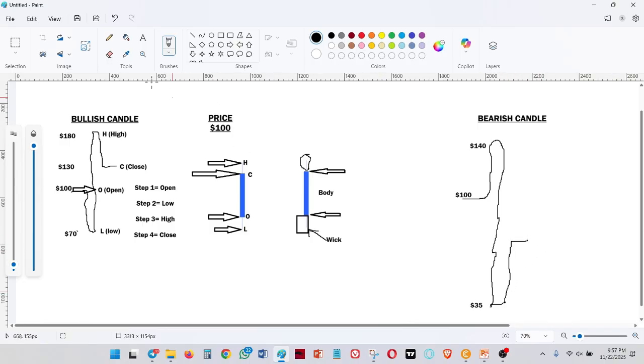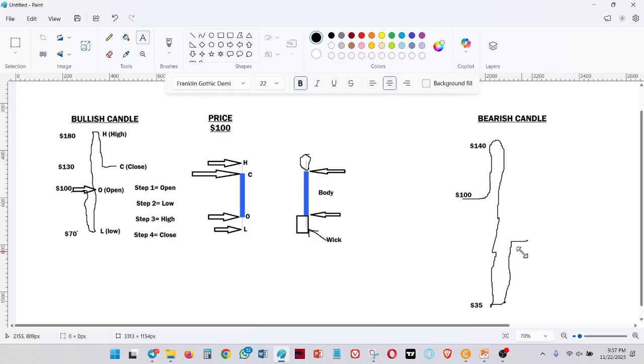Now, at what price did they end it? They ended it at $75. They closed it at what? $75. Are we all seeing the picture now? Now, what do we have here? Here we have our O. O for what? O for open. We have our open where?